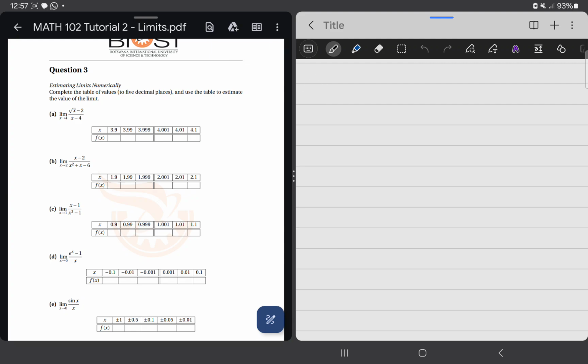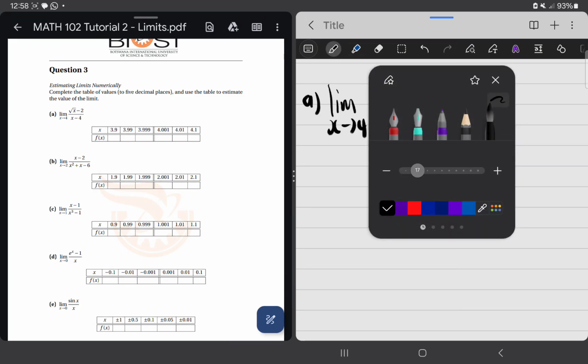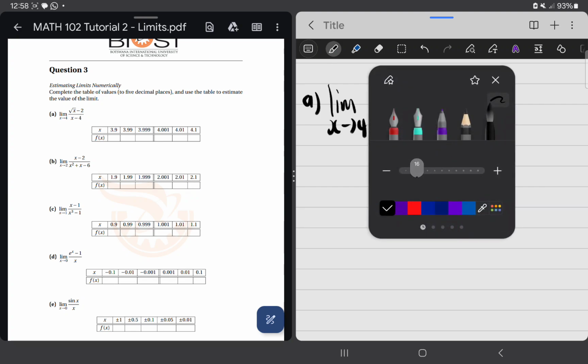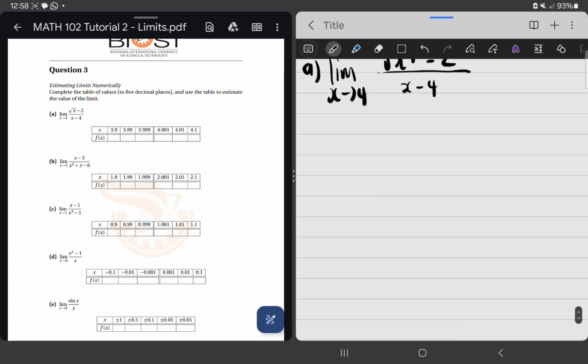So number 3, they're saying we should fill the table, and they've given us the limit as x approaches 4 of the square root of x, then minus 2, all over x minus 4. Right. Now, here, this is the thing.